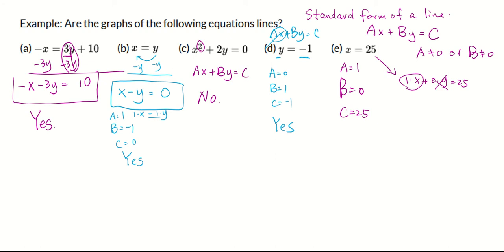It still satisfies the standard form of a line because a and b are not 0 at the same time, right? Only one of them. Only b is 0. A is not 0. So yes, the equation x equals 25 is still a line.